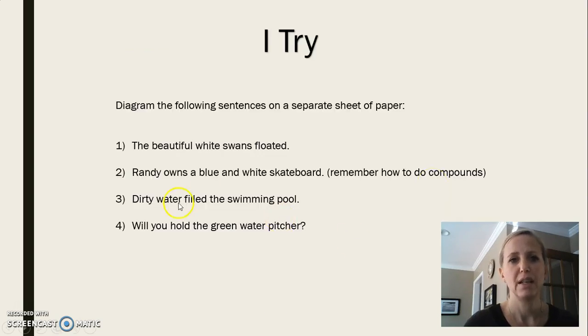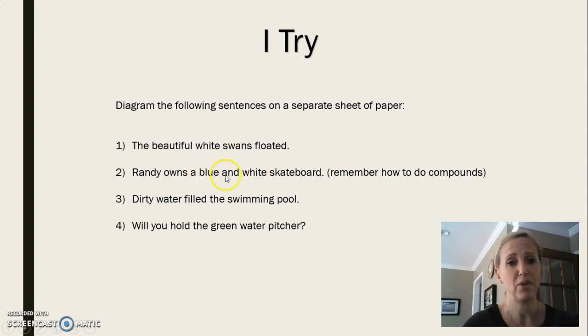All right, now what I want you to do is grab a separate sheet of paper, fold it into 4, and see if you can diagram these 4 sentences. Pause the tape, see what you can do. We're going to copy them into your grammar notebooks tomorrow so you have examples after I check them. Remember how to use compounds, blue and white. All right, that's the tough one.